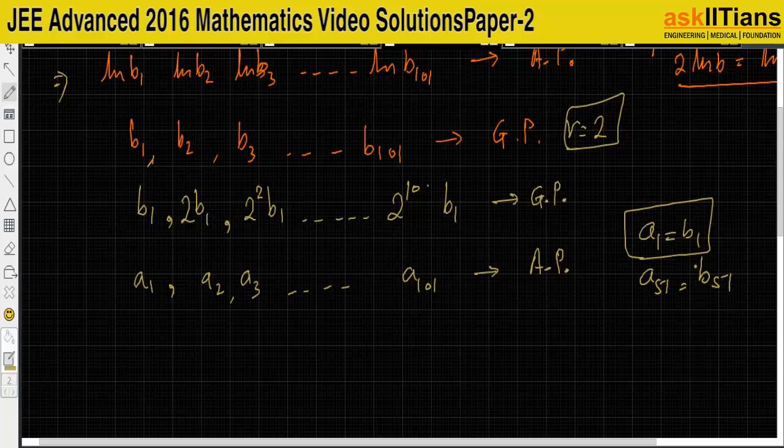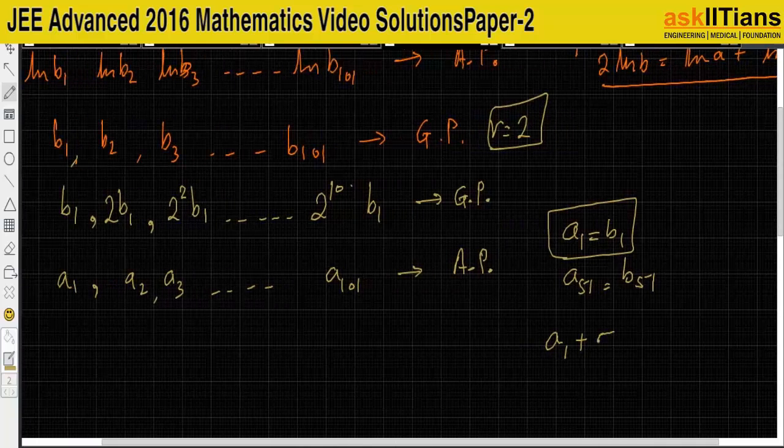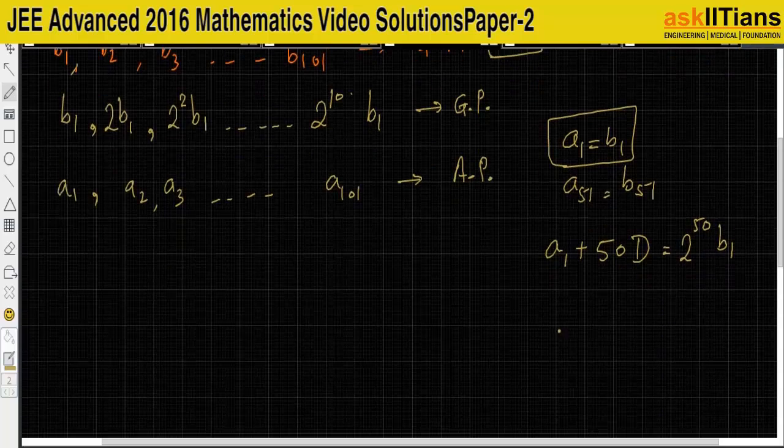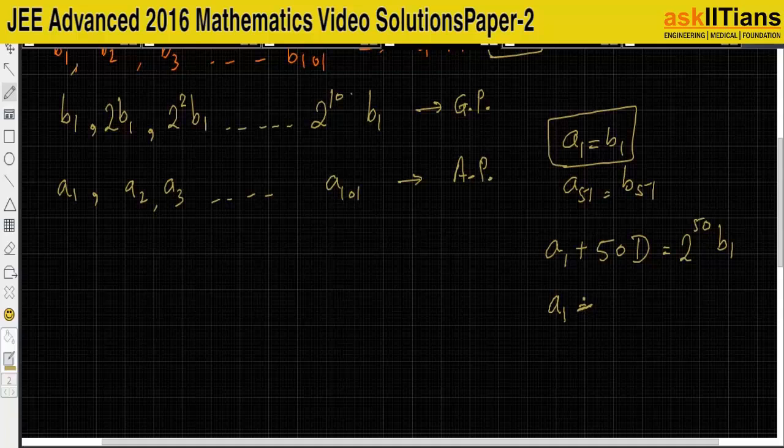Okay, so what will be a51? a51 I can simply write as a1 plus 50 times the common difference. So let me assume that the common difference is capital D. So this will be equal to b51, and b51 will be simply 2 power 50 into b1. Right, now I know that a1 is equal to b1. So here I can simply say that a1 plus 50d is equal to 2 power 50 times a1. Okay, b1 is equal to a1. So from here I can find out the value of d very easily. So this is one equation that we get.